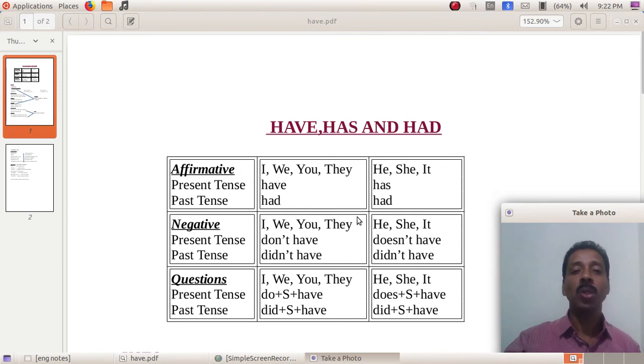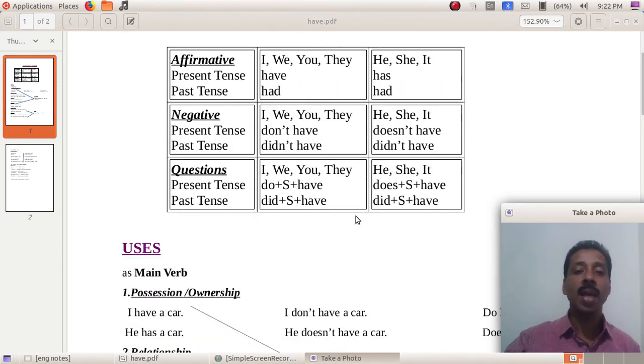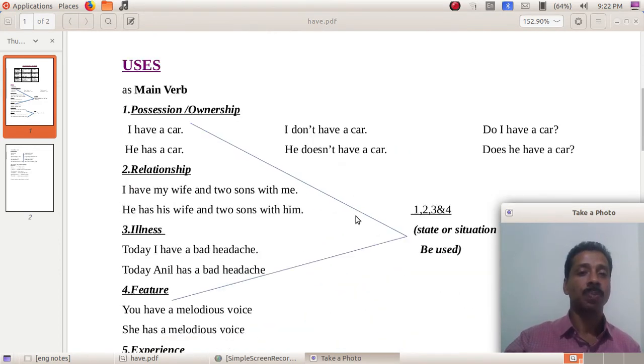So now we will come to the main uses of this have and has. See, we told that have, as it is a primary auxiliary, can be used as a main verb. So in the first part, the uses of have as a main verb are given. The first use, in order to show possession or ownership. Possession or ownership. Examples are given.